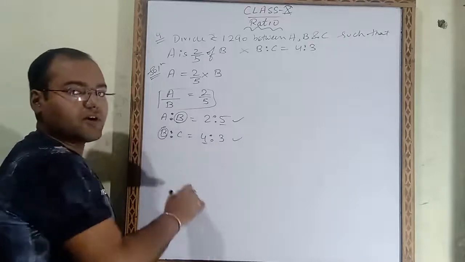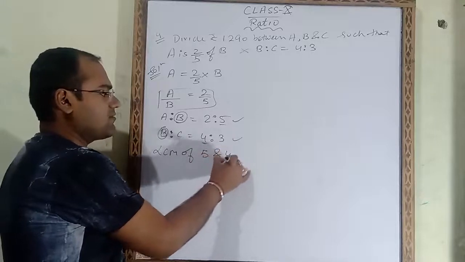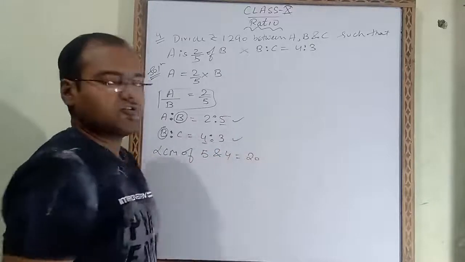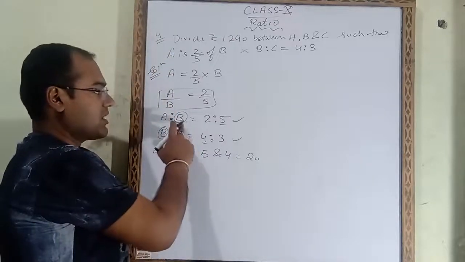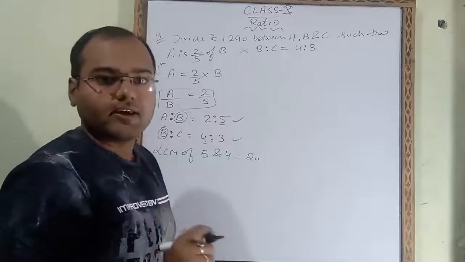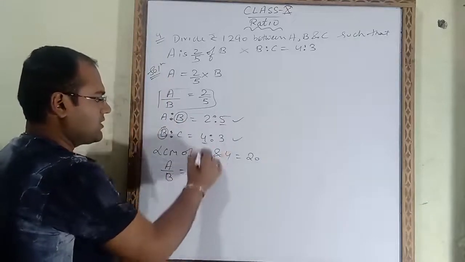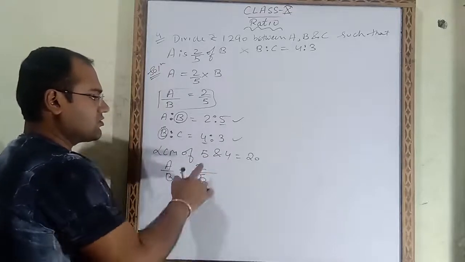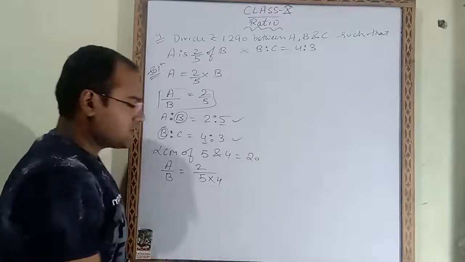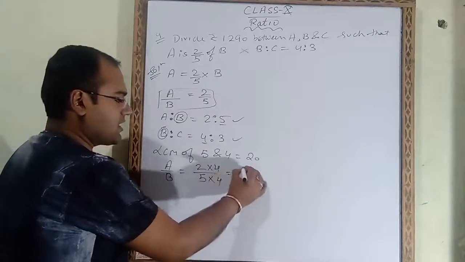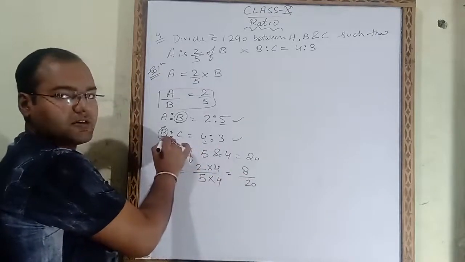So what will we do? We will find the LCM of 5 and 4. The answer will be 20. Now we have to make both B values 20. This is A upon B, 2/5. So this 5 we have to make 20, so we multiply it with 4, and in the numerator also we multiply with 4. The answer will be 8/20.